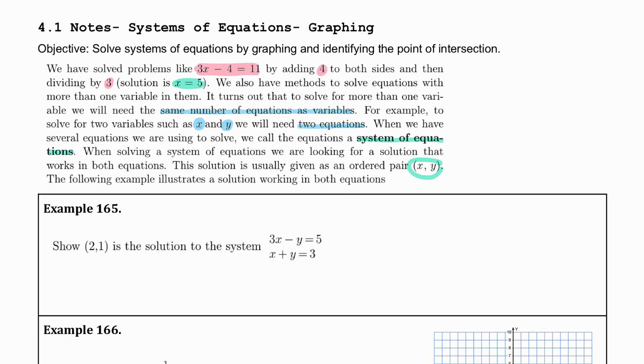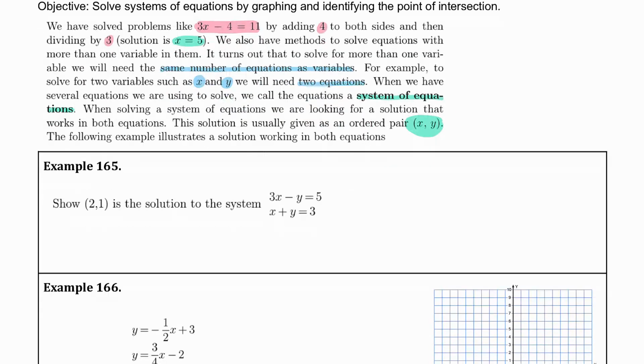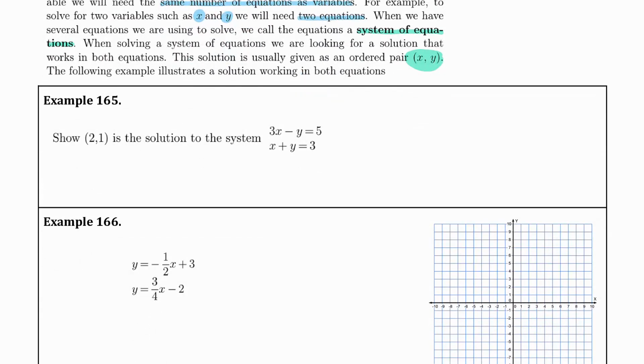And when we find our solution, it's going to be two variables, an x and a y, and we write it as an ordered pair, (x, y). And when we talk about the solution for a system, what solution means is it's an ordered pair (x, y) that makes both equations true, that works in both equations.